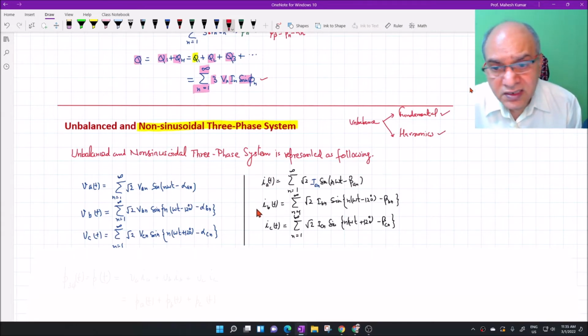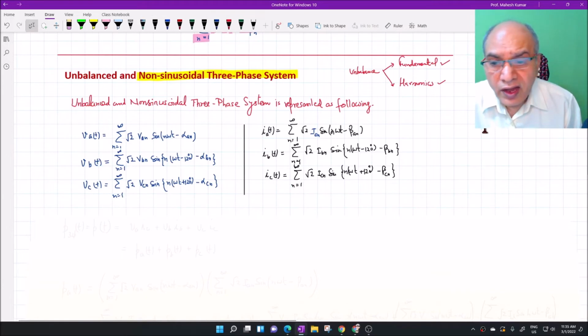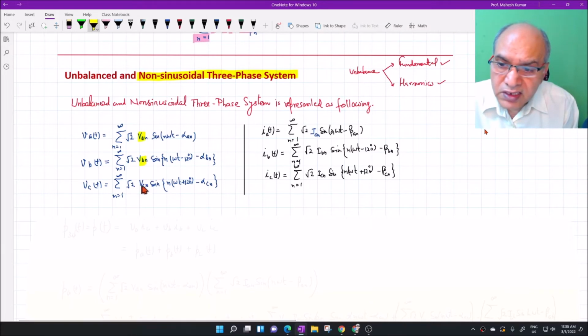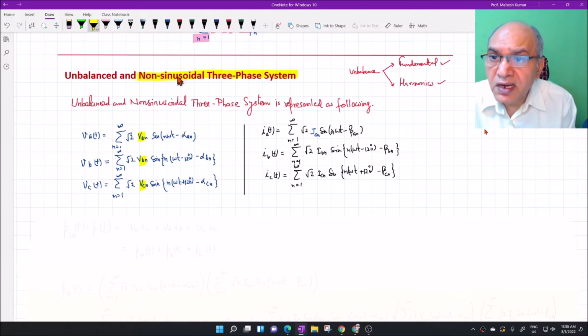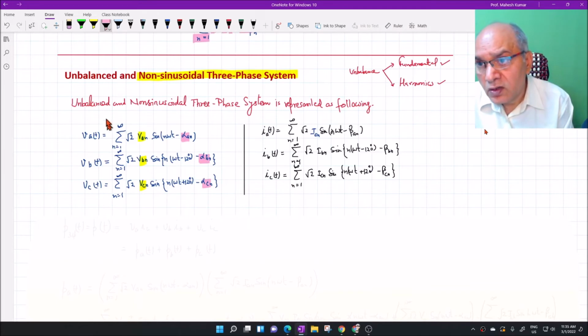How do we represent it? It is shown in these equations. As you can see, the voltage now has a different magnitude. This is VAN, this is VBN, this is VCN. They are not the same. Earlier we had the same voltage, but now they have different magnitudes. Similarly, the phase angles are not symmetrically displaced by 120 degrees, rather alpha AN, alpha BN and alpha CN. So this forms the voltages VA, VB and VC.